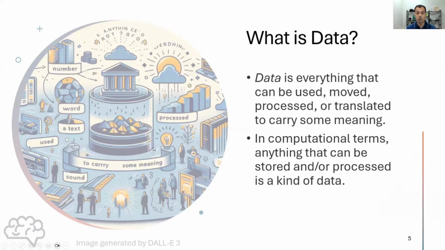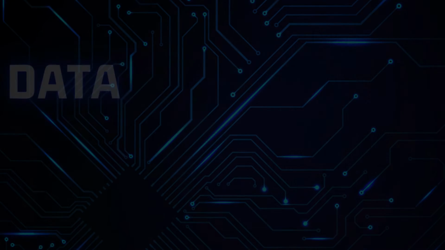But the first question that we need to answer is, what is data? We can define data as everything that we can use or move or process and that carries some meaning. For example, a word, text, a number, an image, all these are data because they carry some meaning. We can store them somewhere and we can process them to extract some information or to make some decision from this data. And in computational terms, we can say that data is anything that can be stored or processed.